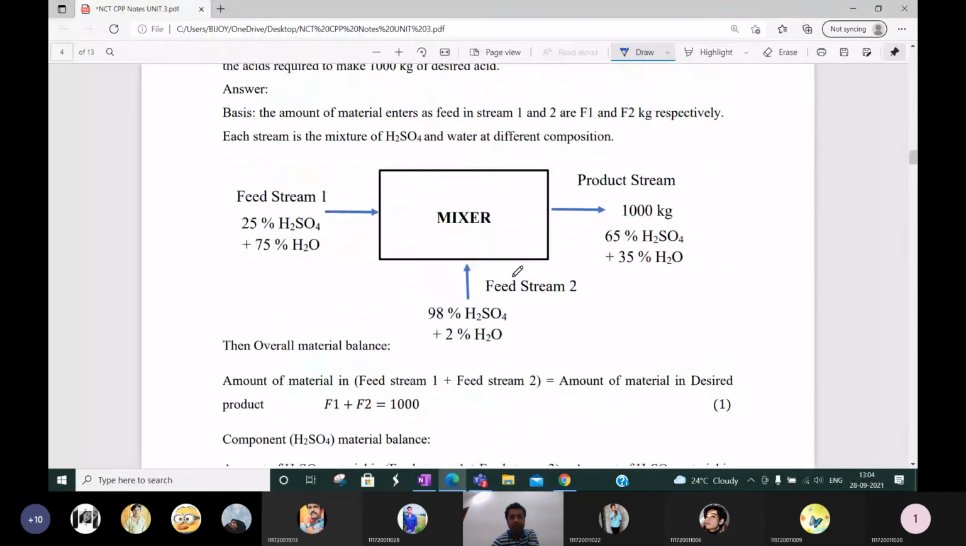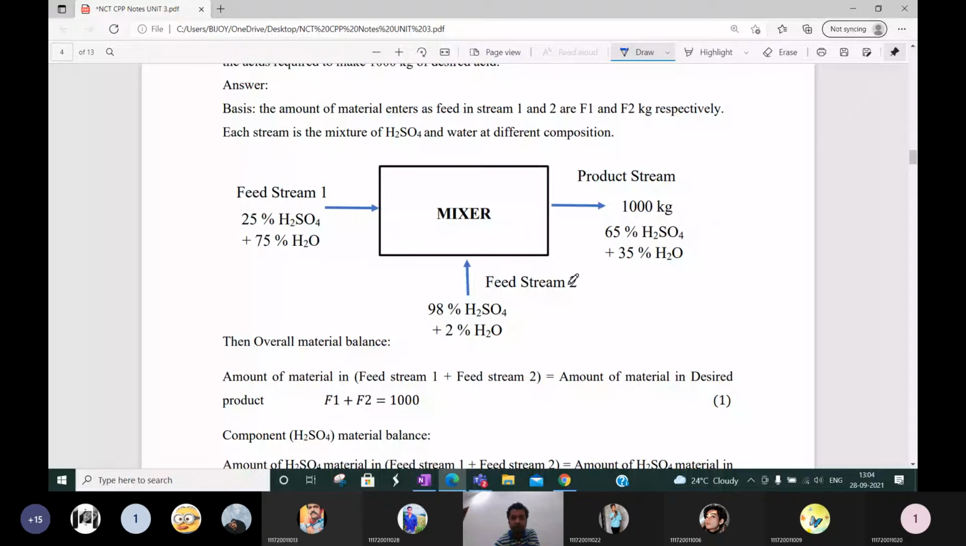Next we discuss certain numericals. In this numerical we have feed stream 1 and feed stream 2, F2. The two feed streams have different compositions of sulfuric acid and water: 25% sulfuric acid and 75% water, and 98% sulfuric acid and 2% water. These two are mixed in a mixer and give a product with 65% H2SO4 and 35% water. Suppose the product stream is 1000 kg. Then what are F1 and F2, the amounts of feed stream 1 and feed stream 2?